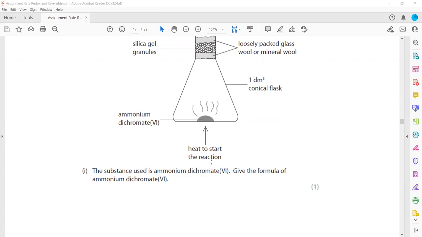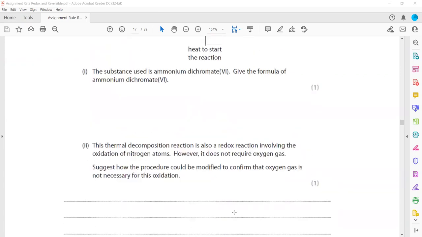So we have to work out the formula for ammonium dichromate. The ammonium ion is NH4 and dichromate is Cr2O7. Ammonium is NH4 with a valency of +1, and dichromate is Cr2O7.